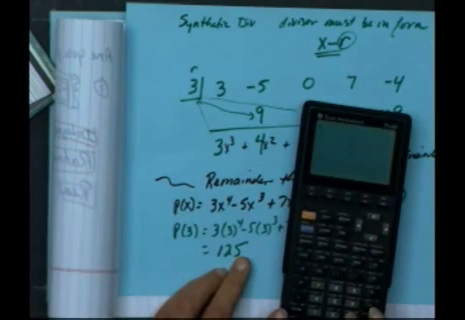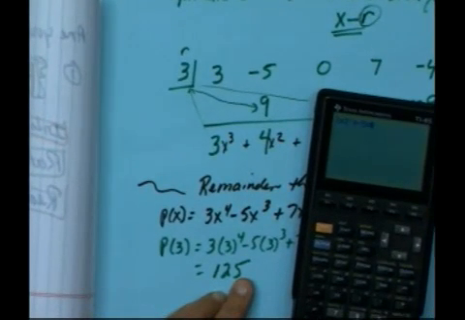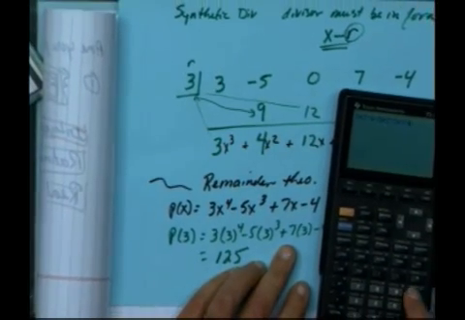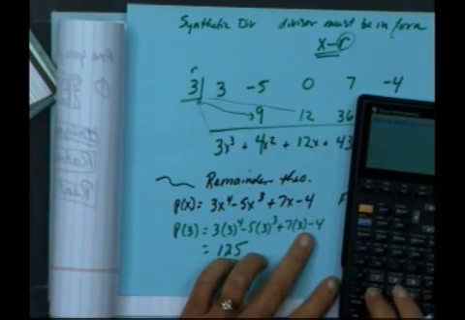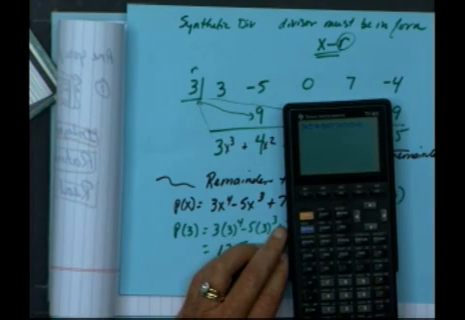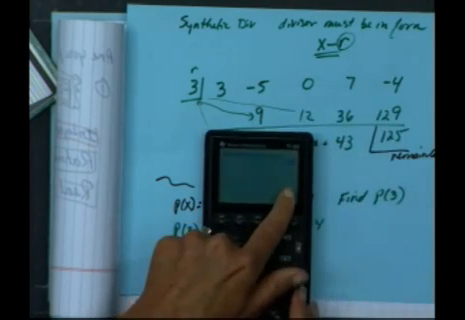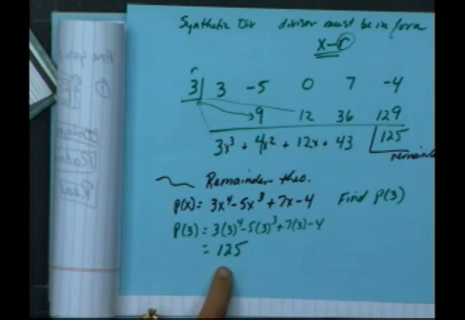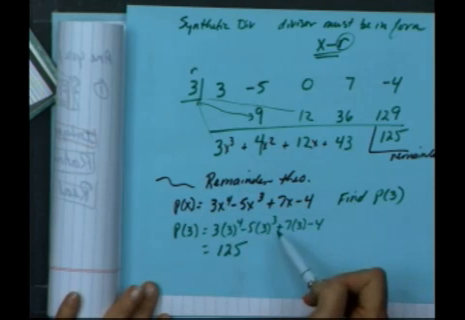Okay, so it's going to be 3 times 3 raised to the fourth minus 5 times 3 raised to the third plus 7 times 3 minus 4. I just punched all that in the calculator. Equals, and there's my, can you see it, 125? 125.